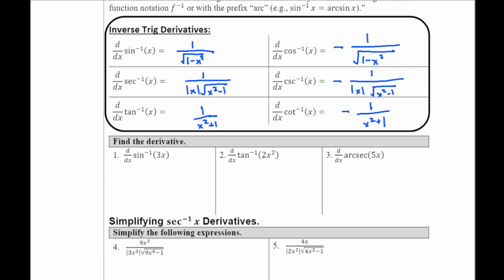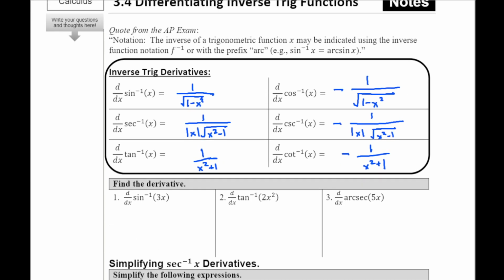So, some practice questions right here. Find the derivative of inverse sine of 3x. So just plug it in here. Instead of x, it's a 3x. So it's 1 over the square root of 1 minus, well, 3x squared is 3x times 3x, which is 9x squared. And then, chain rule, we have to multiply by the derivative of 3x, which is 3. Just like that.